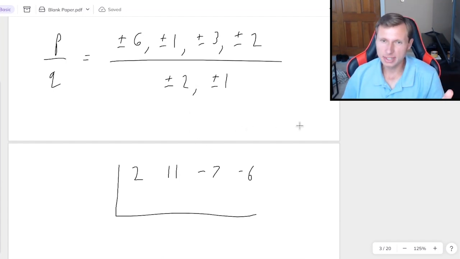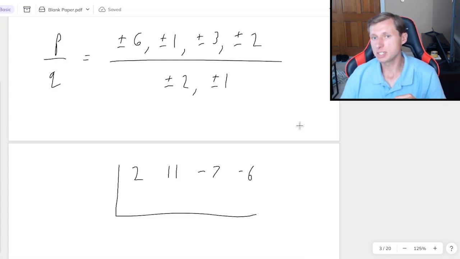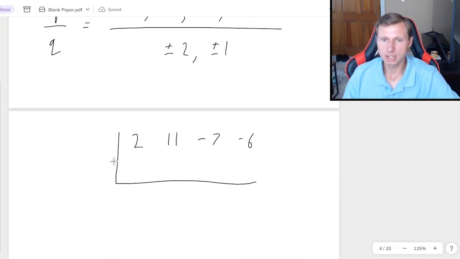My general recommendation, always try the easiest ones first. Like for instance, in the last one, I tried -2 first. Honestly, I should try something even easier than that, like positive or negative 1. Because usually your teacher's not trying to be mean. Usually it is the easier ones at first. So let's try -1 first.